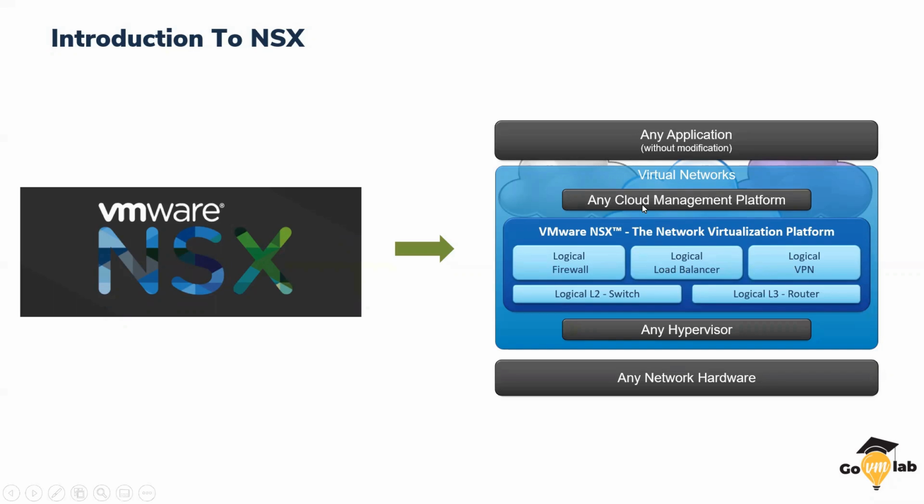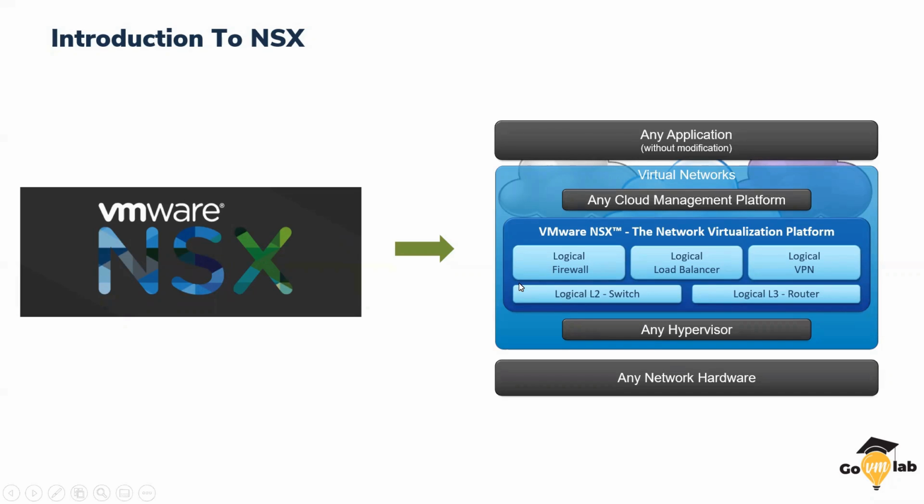And on top of that, as you could see, you could have any cloud management platform. You can use any existing VMware product solutions for orchestration. For example, vRA. You can use the vRA product, integrate with this particular NSX platform, and then you can automate the entire networking deployment for your virtual machine.